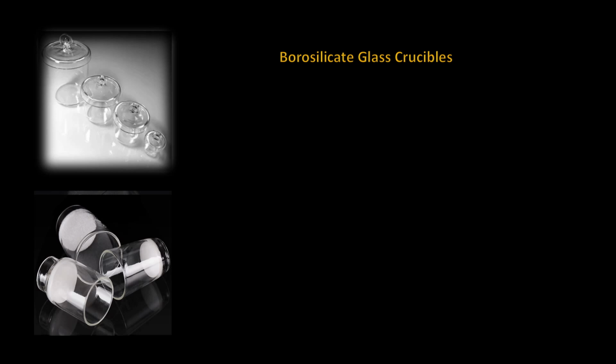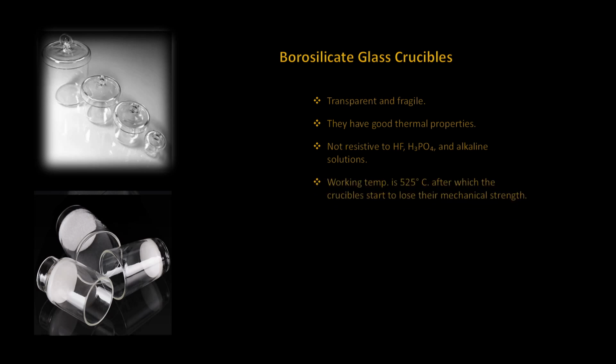Borosilicate glass crucibles come in many sizes and shapes also. Some have glass lids and others are filtering crucibles, as shown in the bottom picture. These crucibles are transparent and fragile. These must be handled with care. They also have good thermal properties. Although they are quite resistant to attack, they are not resistive to hydrofluoric acid, phosphoric acids, and alkaline solutions. They have a working temperature of 525 degrees centigrade. Beyond this point, these crucibles start to lose their mechanical strength.